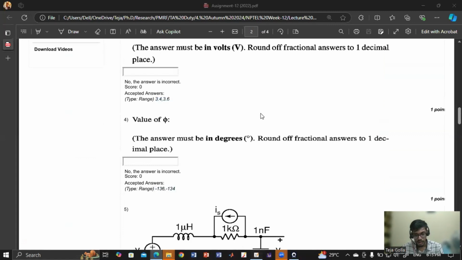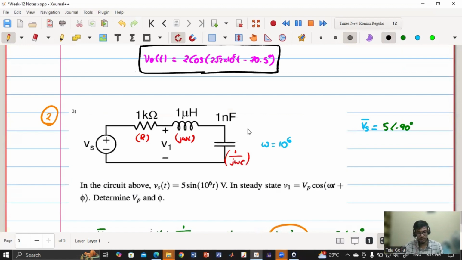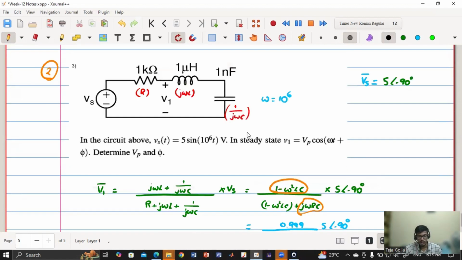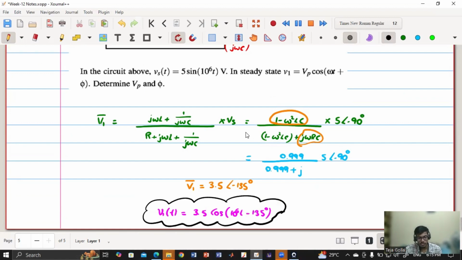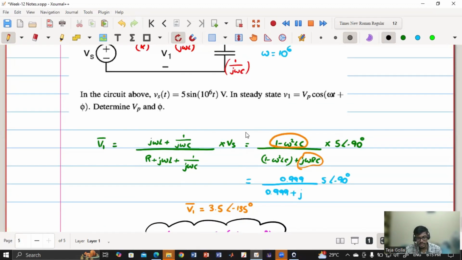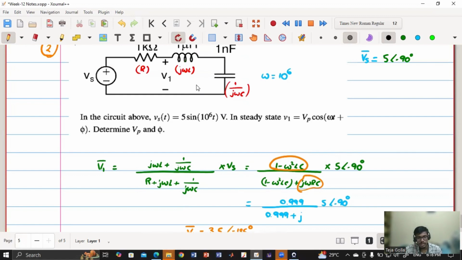So is this question clear to everyone? How have we solved it? We converted everything into phasor values, which is R for resistor, j omega L for inductor, and 1 by j omega C for capacitor. Then we calculated the expression for V1 phasor, and substituted all the values to get V1 phasor in terms of R angle theta. Once we know R angle theta, we can directly convert it into cosine or sine. Is this clear, everyone? Any queries until this point?